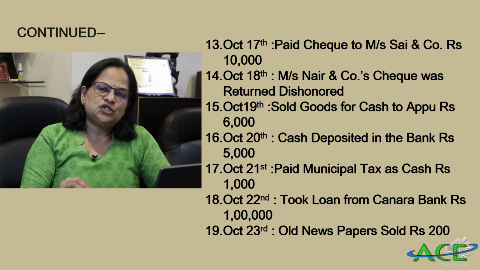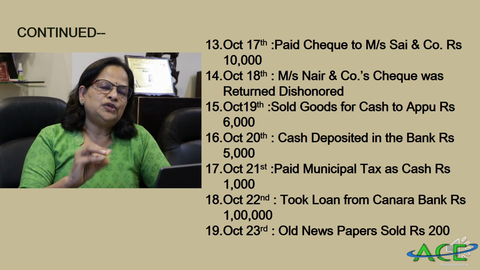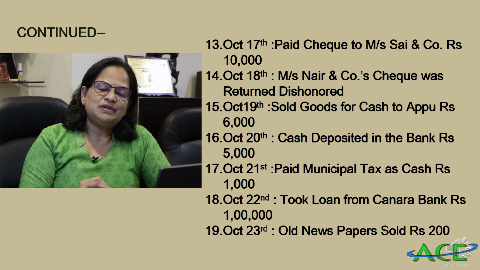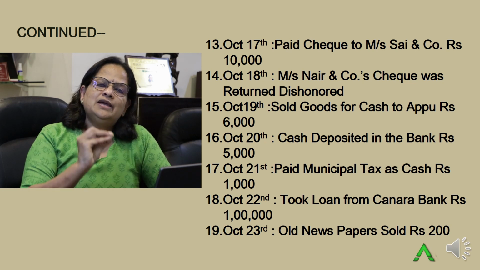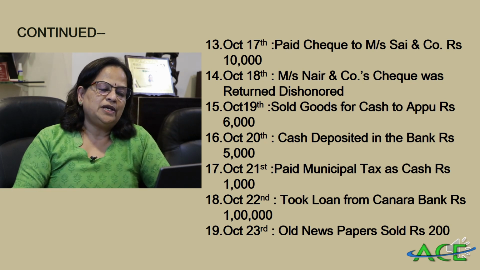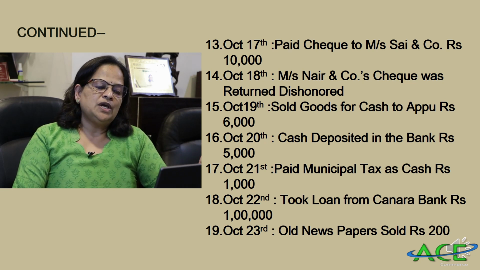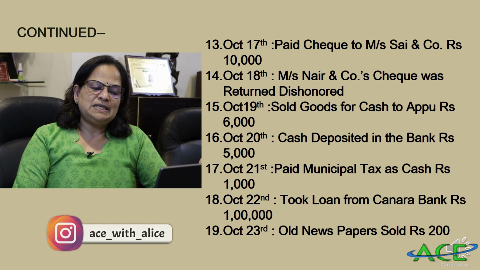Here also the name of the person is not important. Just to confuse the students, we are giving the name of the person. When we are doing a credit transaction only, the name of the person is important. Cash sales meaning we will consider it a cash transaction only. October 20th, cash deposited in the bank rupees 5,000. October 21st, paid municipal tax in cash rupees 1,000.